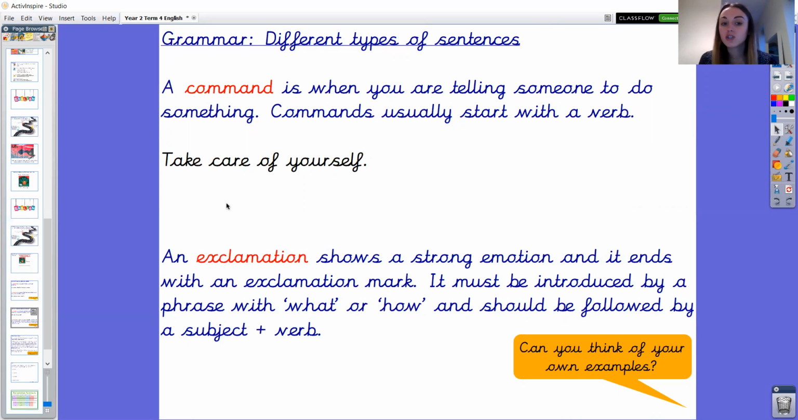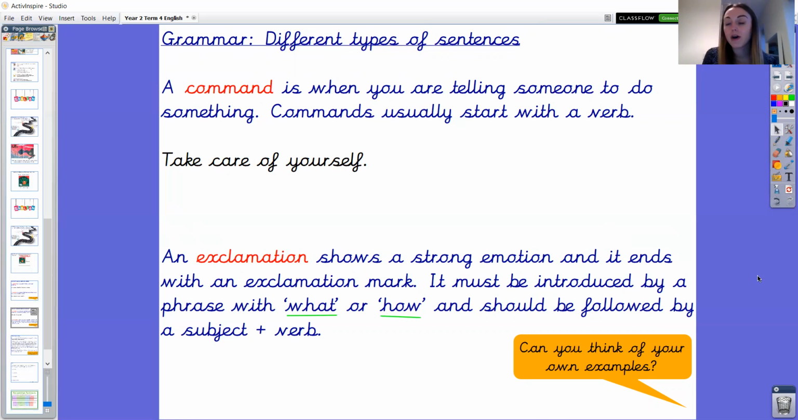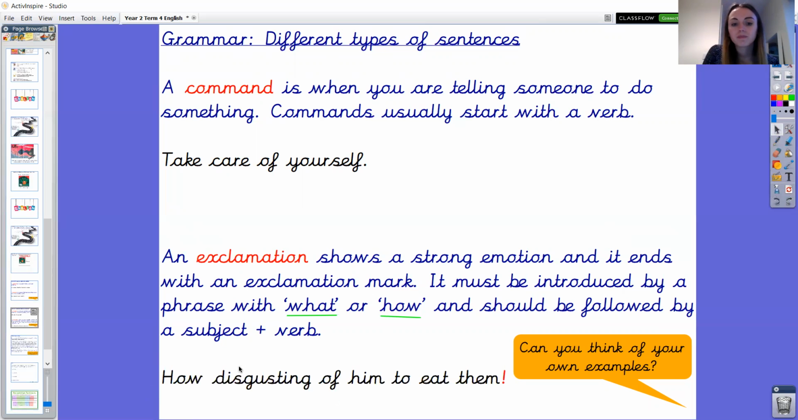It must be introduced by a phrase, what or how. If you really want to be beginning your exclamation sentence with either what or how, it should be followed by a subject and verb. So I'm going to share an example with you now, just to support you with your thinking. So, how disgusting of him to eat them. So I'm thinking about the animals here. So how disgusting of him to eat them.